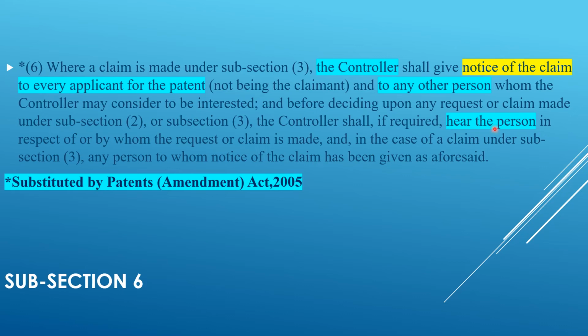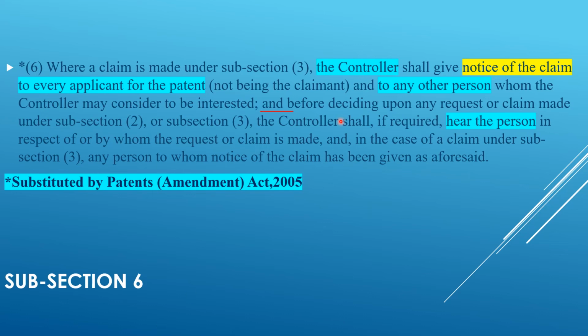So here the keyword is gives notice of the claim. That means we know that a claim is made under subsection 3 of this particular section. So in that case, the controller shall give notice of the claim to every applicant for the patent and to any other person whom the controller may consider to be interested. Fine. And we can just underline this operator.